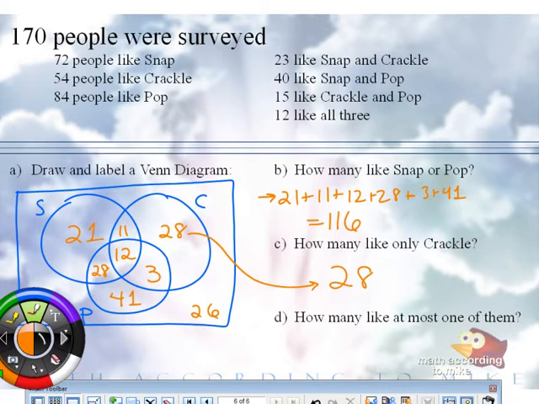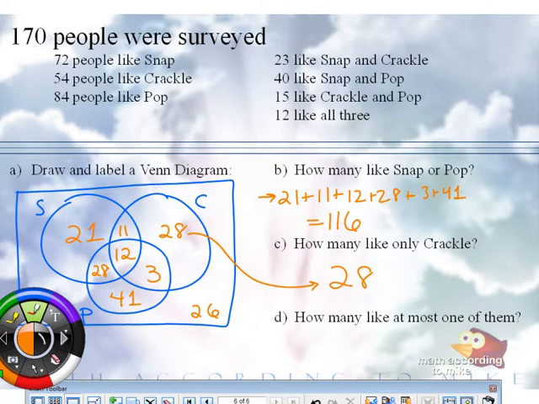And D, how many like at most one of them? How do you know that? How do you know what? Well, that means they're only in the crackle circle, they're not in the snap circle, and they're outside of the pop circle. So this is the only section that is inside the crackle circle but outside of snap and pop.